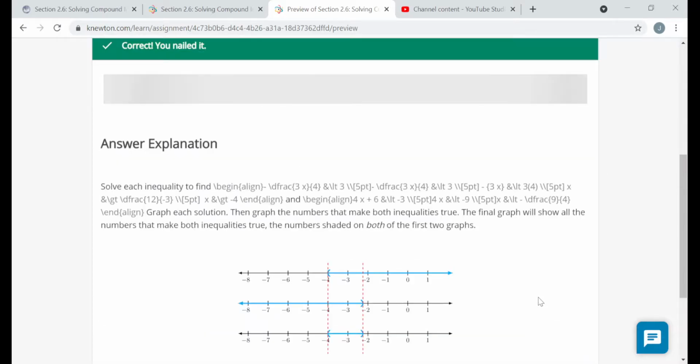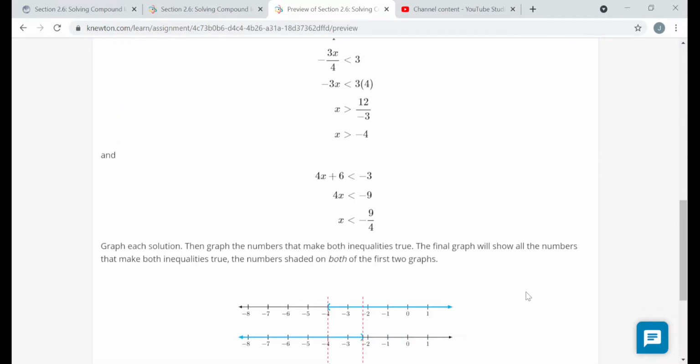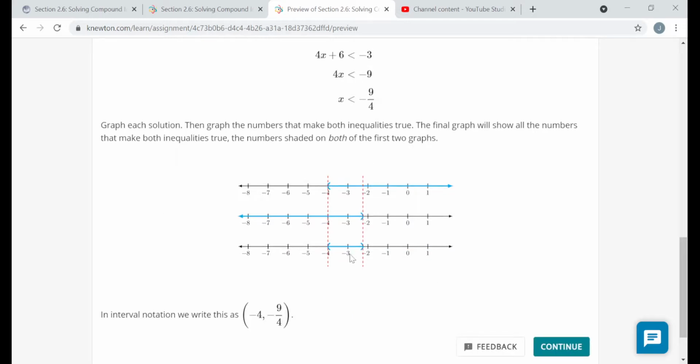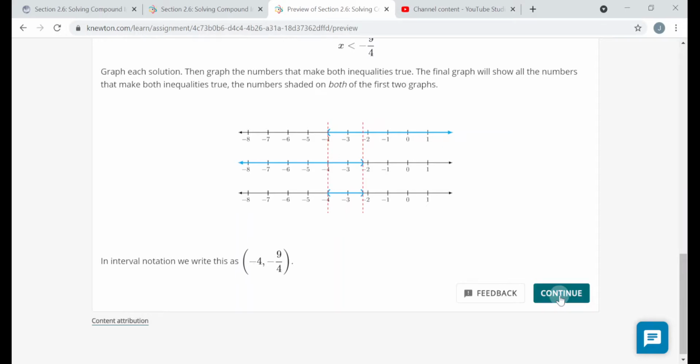Wonderful. And again, they're showing you graph them both, and then look for the overlap, and that'll make your final graph. Right? They did that here. All right, moving along.